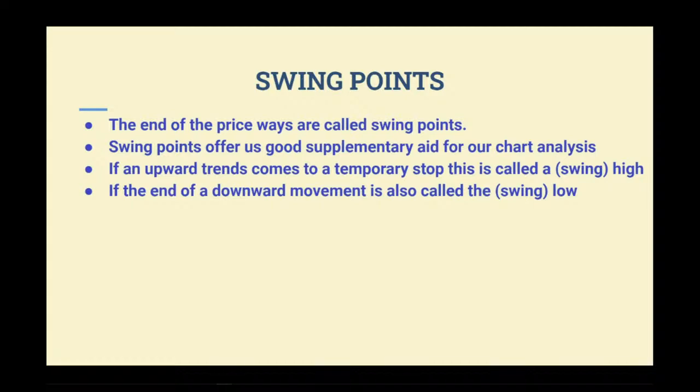The end of the price wave are called swing points, or resistance. Swing points offer us a good supplementary aid for chart analysis. If an upward trend comes to a temporary stop, this is called a swing high or resistance. The end of a downward movement is called a swing low or support. Okay, so those are components on your charts.